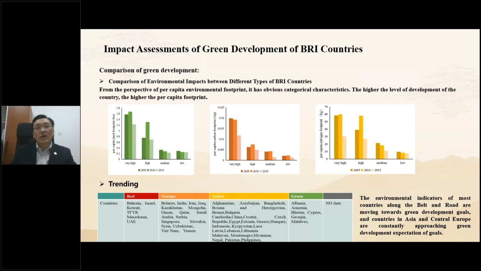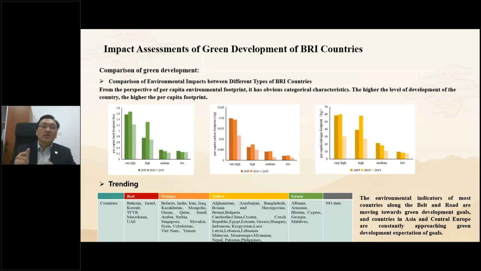And then we calculate the trend of the green development of the BRI countries. We label four colors: red, orange, yellow, and green. The environmental indicators of most countries along the BRI are moving toward green development goals. And the countries in Asia and Central Europe are constantly approaching the green development goals. So we can see, for example, green countries like Albania, Armenia, Bhutan, Cyprus, Georgia, Maldives, and so on.